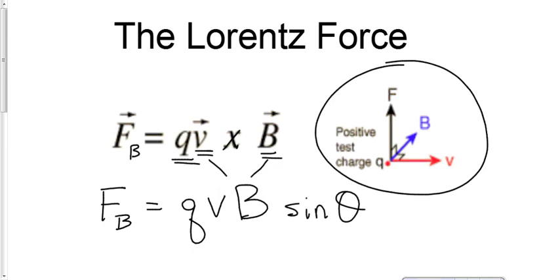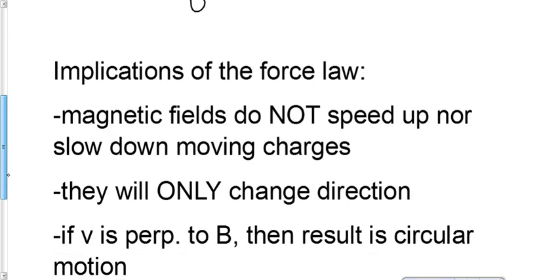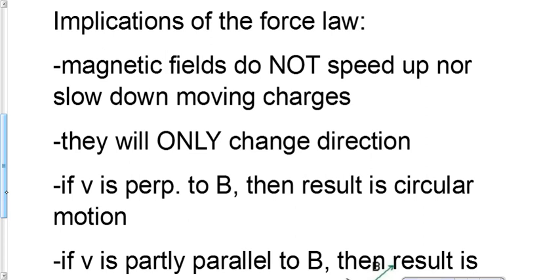So because of this perpendicularity, there are very interesting implications. And this is a review of some basic kinematics. If you have a force that is perpendicular to the motion, there's no way that that force can cause a speeding up or slowing down of the object. But instead, that force will cause a change in direction.